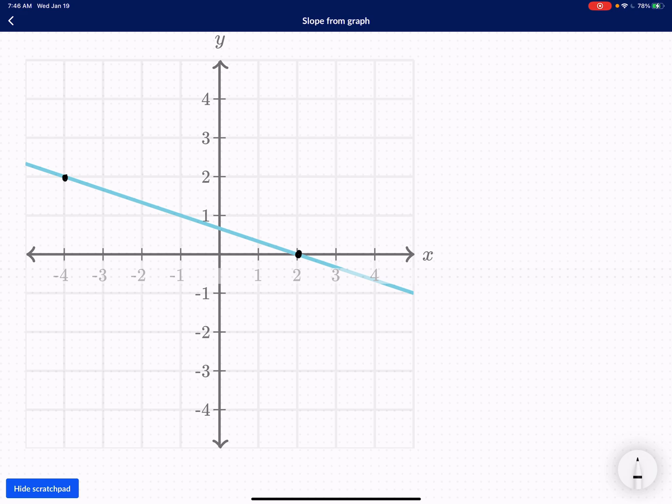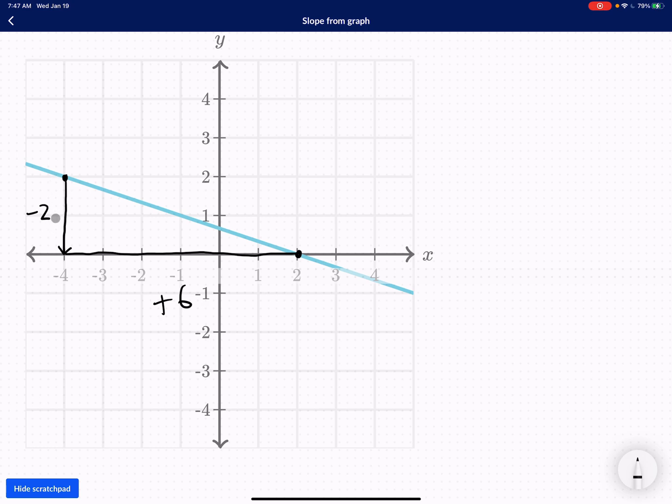Okay, so we always want to do the rise first. Let's do the rise, which is up and down, first. We're drawing a right triangle, which is -2, the length of that right triangle. Then we go 1, 2, 3, 4, 5, 6, and that's +6, right?